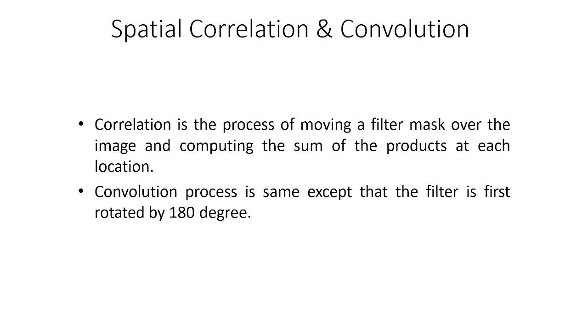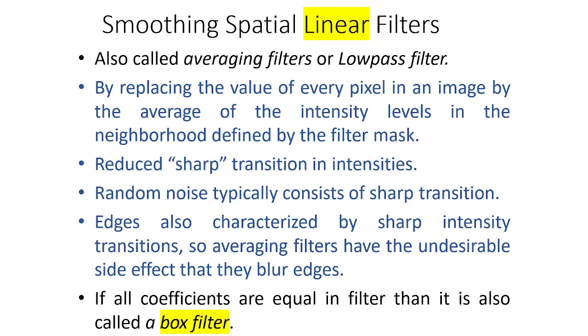For that we also use correlation and convolution. Correlation is the process of moving a filter mask over the image and computing the sum of the products at each location. So in order to move the filter mask, we have this correlation process. The convolution process is the same as correlation, but here the filter is first rotated by 180 degrees. Next we will see spatial filters. If the predefined operation is linear, we call it linear, otherwise non-linear. First let us see linear filters.